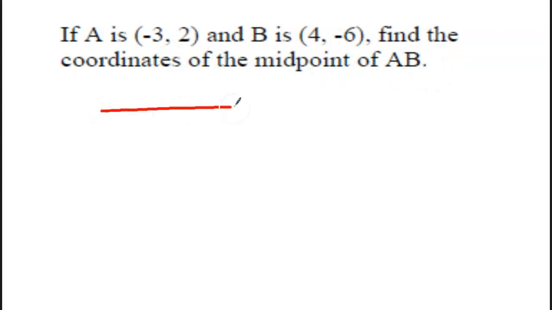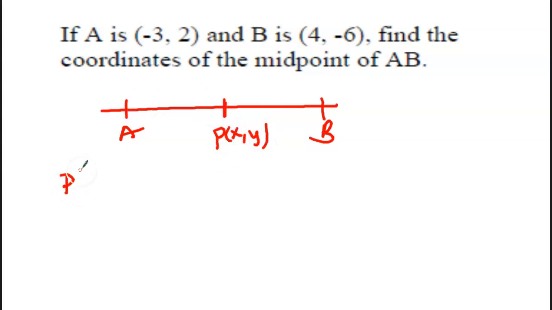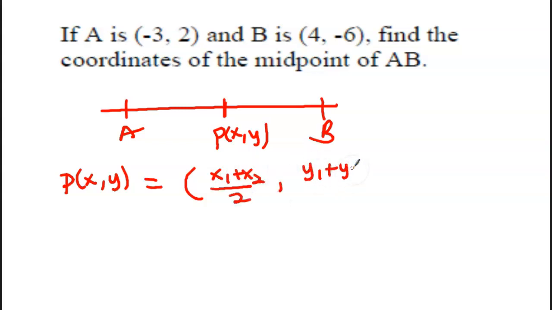So this is a line AB. The midpoint, let's represent it by P, that is (X, Y). So how do we find the midpoint of a line? The formula is: the midpoint of a line is given by you add the X components and divide by 2, you add the Y components, then you divide by 2. Assuming that our A, let's label it as the first X value and the first Y value, then the second X value, the second Y value.